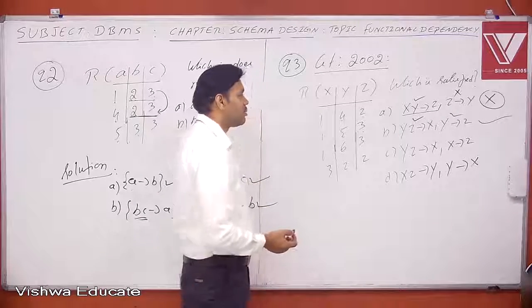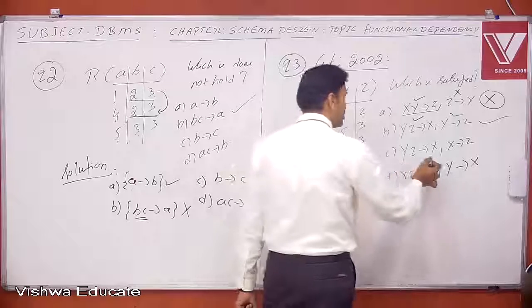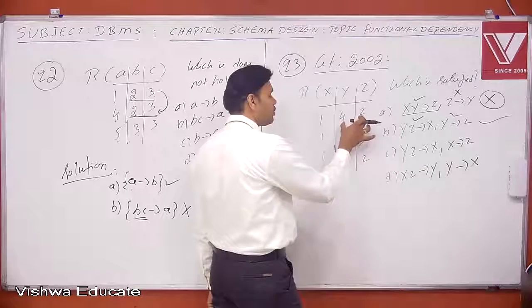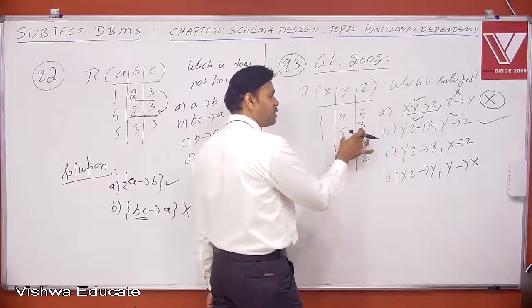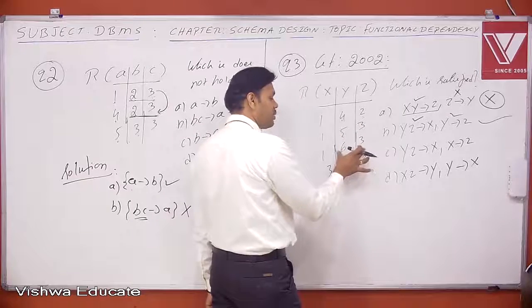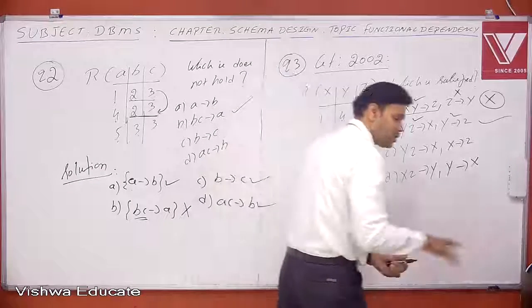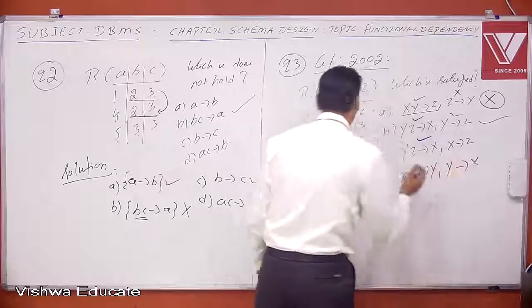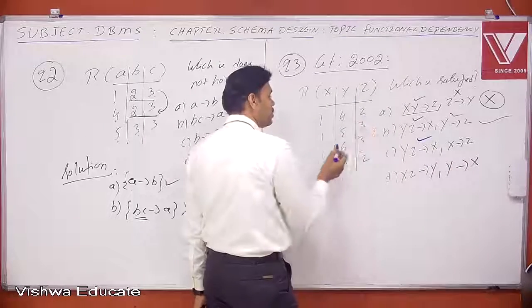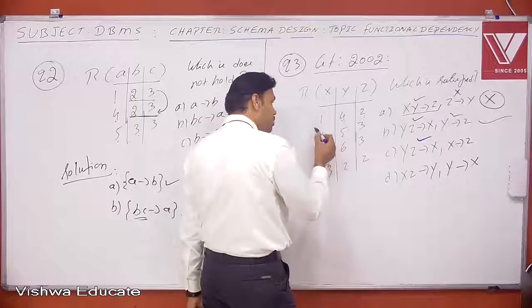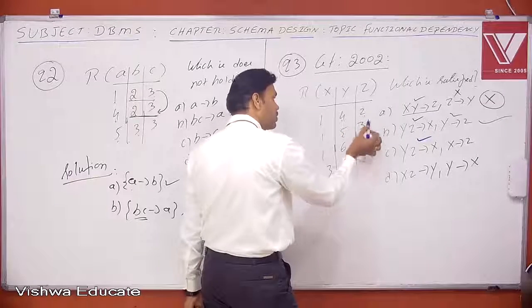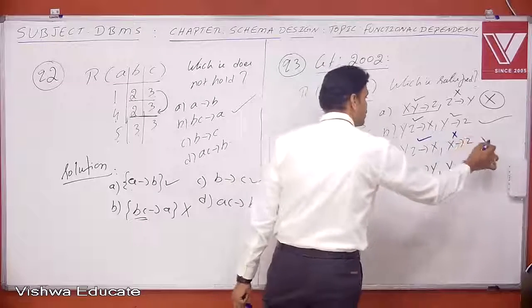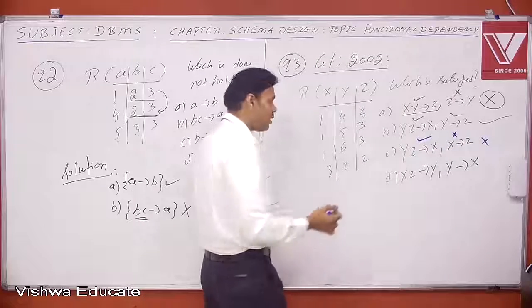As you want to check, you can check. So YZ to X: 4 2 is unique, 5 3 is unique, 6 3 is unique, 2 2 is unique. So this is correct. But what about X to Z? 1 is given with 2. Yeah, 1 is repeated. What has to repeat? 2 has to repeat. And this is wrong. So overall this is wrong.